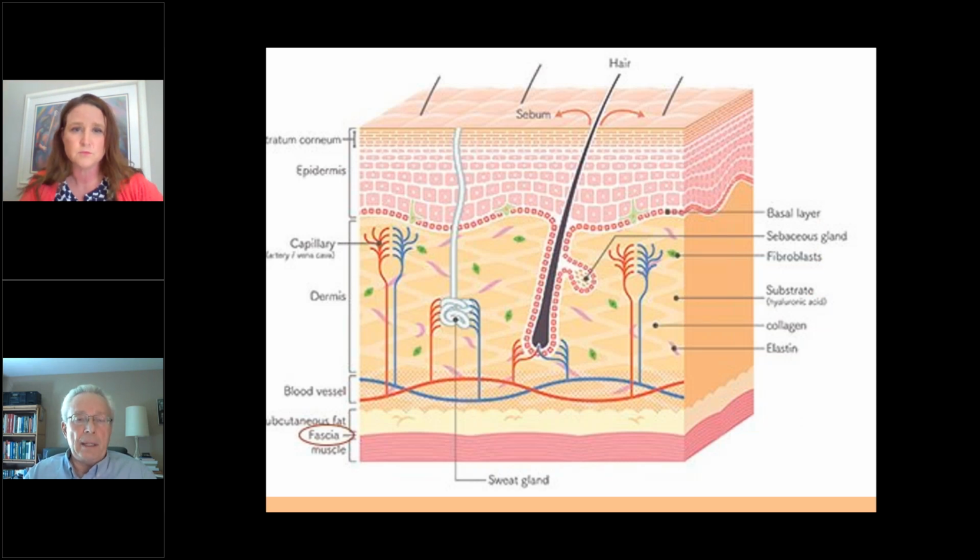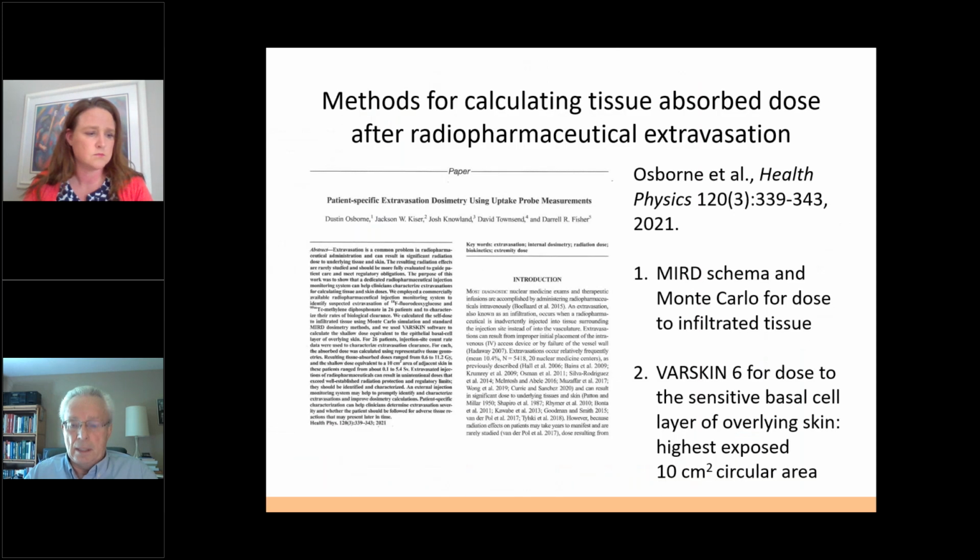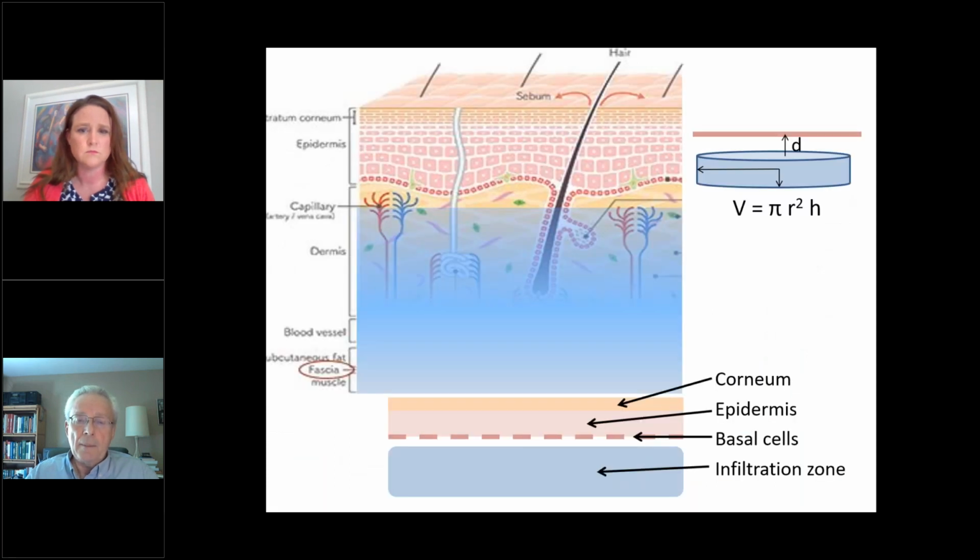Sure. The stratum corneum of the skin is dead tissue. The epidermis is populated by cells born in the basal cell layer, as you see the layer of red cells surrounding the hair follicle. And then there's a subepidermal fascia, which we call the dermis, and it overlies an area of subcutaneous fat and muscle. And the infiltrated region can be represented here by this blue space.